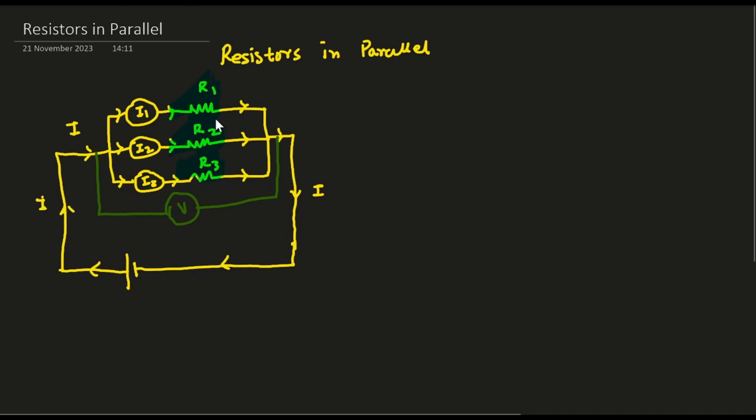Say I will call this parallel combination RP, suppose the final result RP. Since I is the current flowing through this parallel combination RP, according to Ohm's law, we get V is equal to I multiplied by RP. This is our equation number 1.